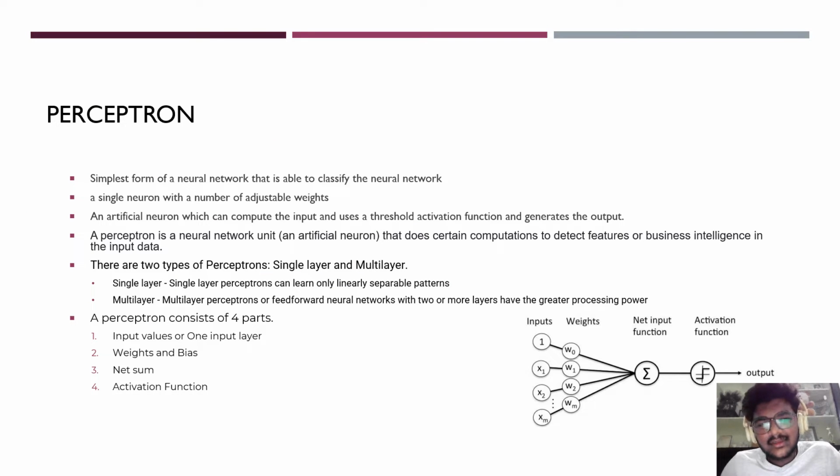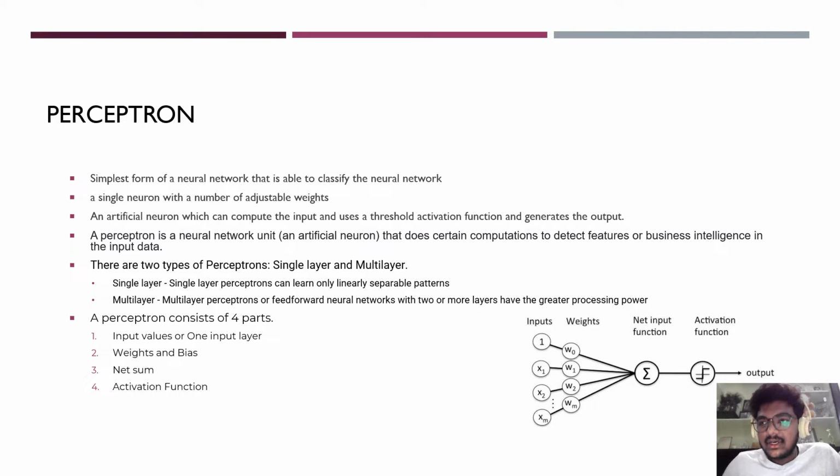Before talking about single and multi-layer perceptron, let's first know what exactly a perceptron is. In biological terms, we can say a perceptron is a single neuron. A single neuron in artificial intelligence terminology is known as a perceptron. A perceptron is a neural network unit that does certain computations to detect features or business intelligence in the input data. So it's a single neuron that has adjustable weights.